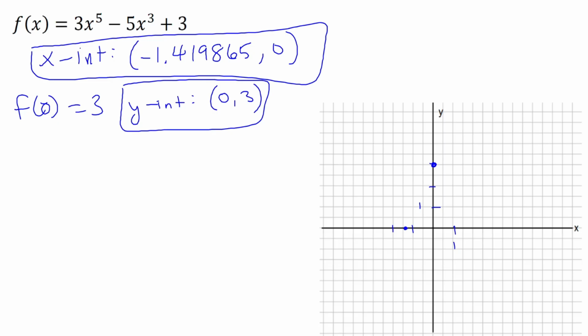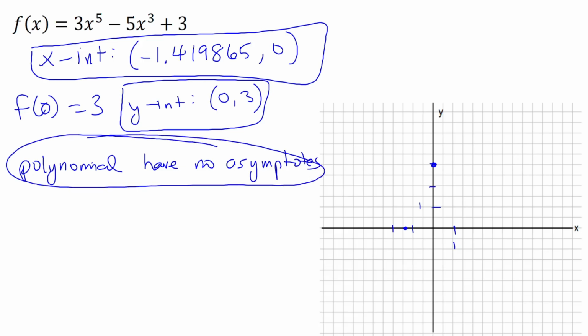Next thing we'll do is think about asymptotes. This is a polynomial. So polynomials have no asymptotes. So done with the polynomial asymptote part of it. Right? No asymptotes. Next thing to think about would be the domain and the range. Now the domain here is going to be all real numbers, right? Negative infinity to infinity. We can plug anything into this.